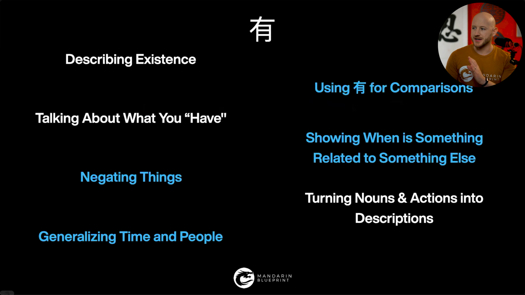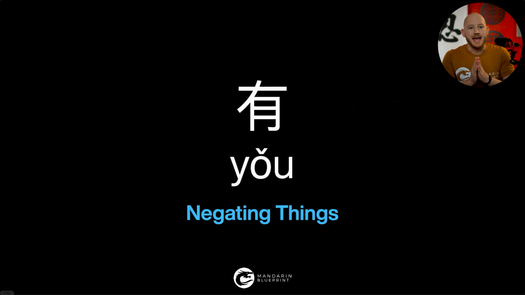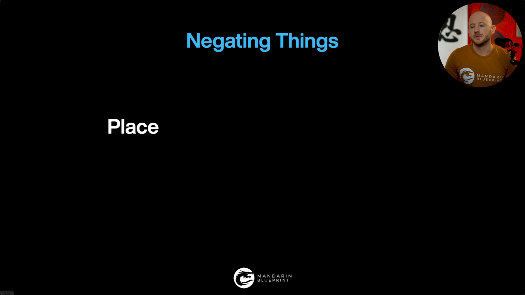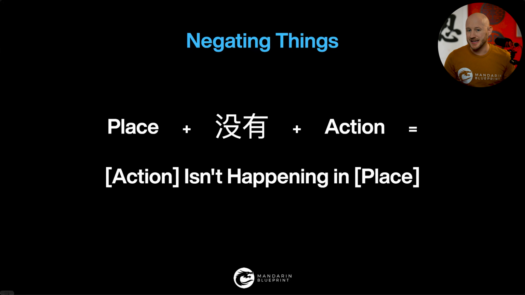So we talked about how to use 有, meaning have. Let's now talk about negation. We're going to dive into using 没有 as a negation tool. And there's actually a few different ways to use it. It's going to give you a lot of clarity in everyday conversations. So one way to use it is if there's a place plus 没有 plus an action. What that really means is that the action isn't happening in that place. And here, let me give you a few examples.